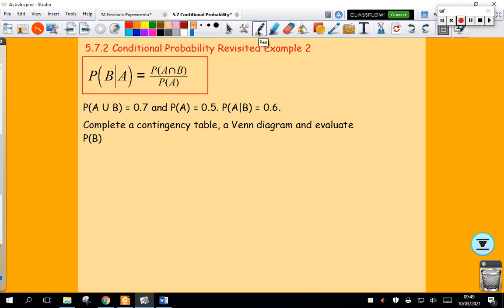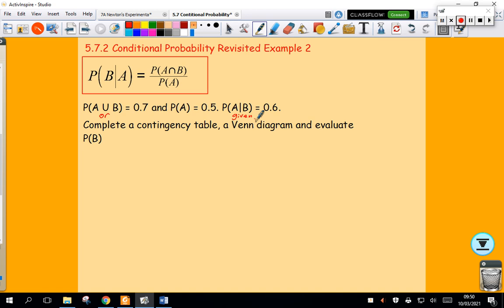It says the probability of A union B is equal to 0.7. Remember always that just means in A or B. And the probability of A is 0.5. And the probability of A given B is 0.6. So generally that word given is written in there for that vertical line. We're asked to complete a contingency table, a Venn diagram, and evaluate the probability of B.